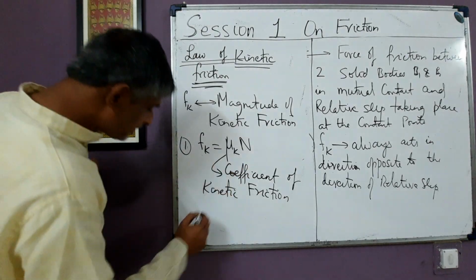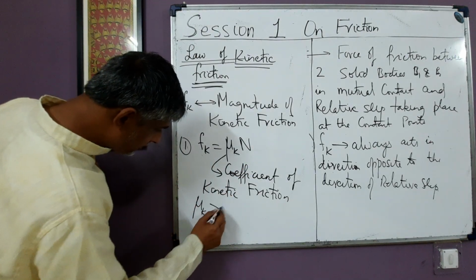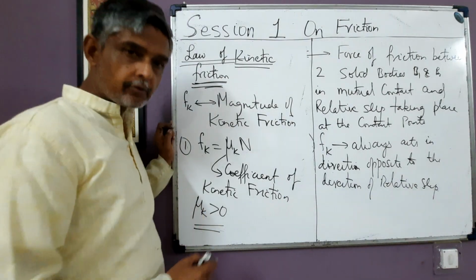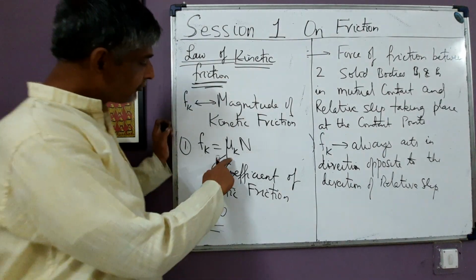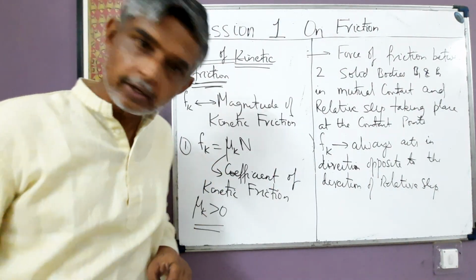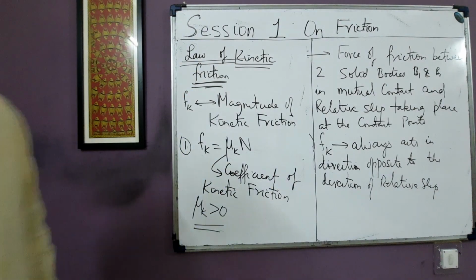Alright. And this mu k is a non-negative quantity. It's a real number, it's a scalar quantity. And the value of mu k is a joint property of the two surfaces in contact, of the two solid bodies. Fine. I'll write this one.